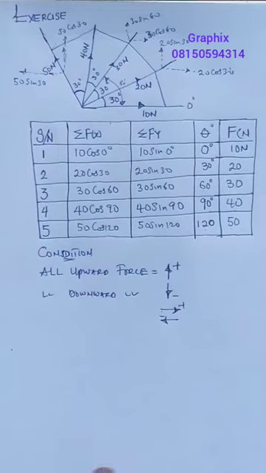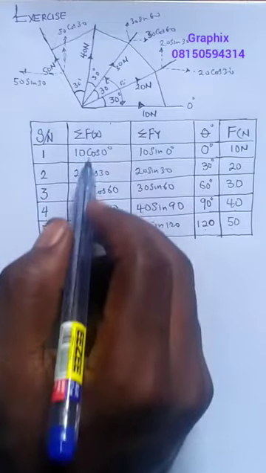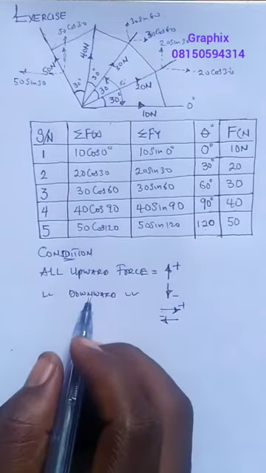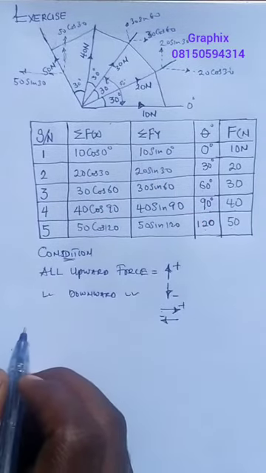Is that okay? So from here we are going to look for the total of this F of x. So the total for this F of x, let me do it here. So my summation of what?